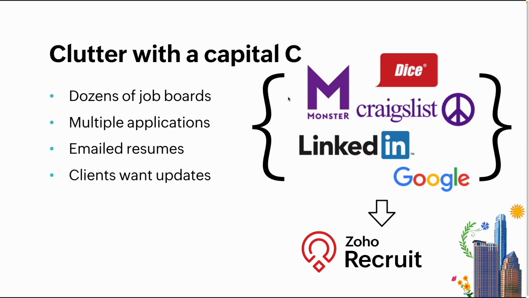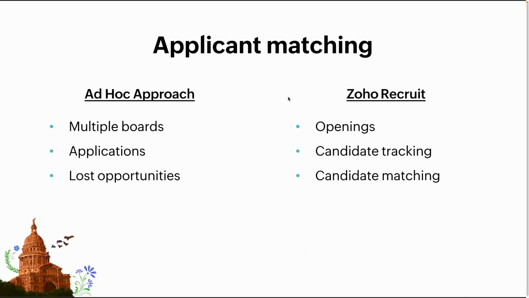So what are we going to do with all of that? We'll just scrap the individual postings and things like that, and just use Zoho Recruit. So how is Zoho Recruit actually going to make our life better? I do have the left-right comparison. I have the ad hoc approach where we're basically living out of our email inbox, and I have Zoho Recruit. So with our ad hoc approach, I've already mentioned, you have these multiple boards that we're posting to.